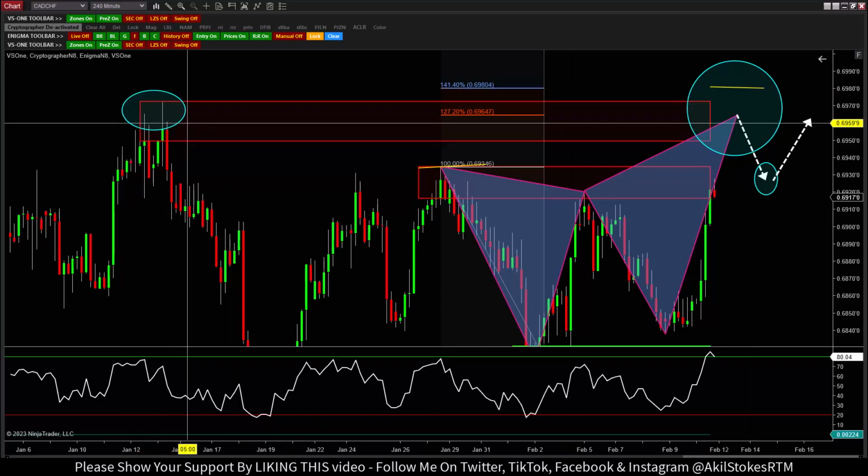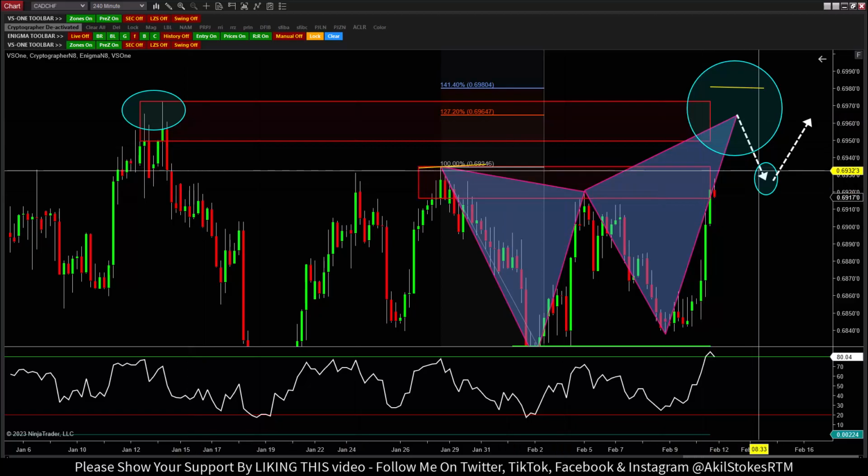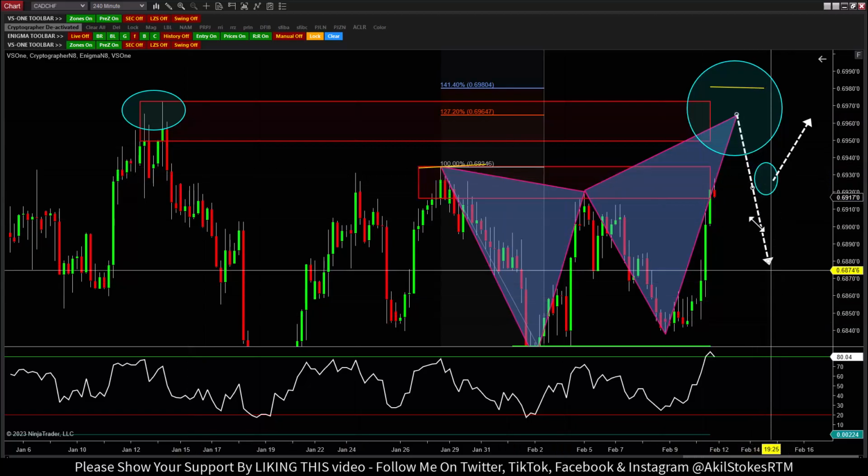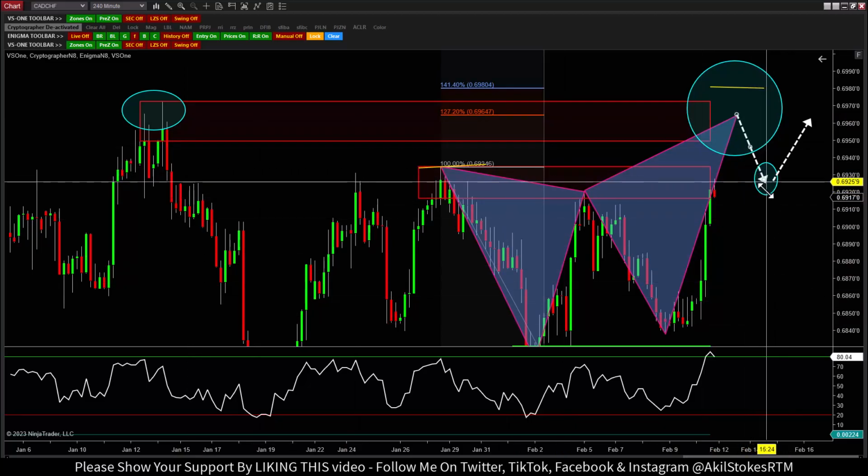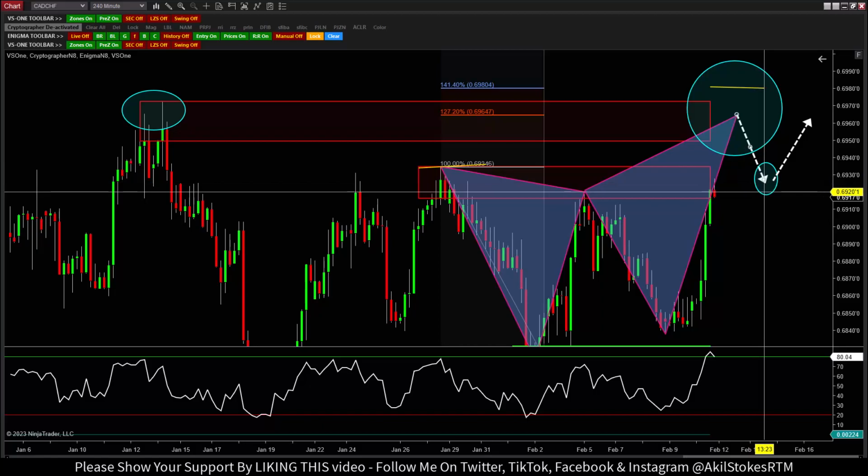Now again, most butterflies don't form like this. Most of them form in the middle of nowhere, or the completion isn't close enough to structure to make the risk reward work. Because again, this is not a big reversal pattern where we're looking for a full move down here. We're just looking for a very short area of relief. But every once in a while you get one like this, and these are the ones that I really enjoyed.